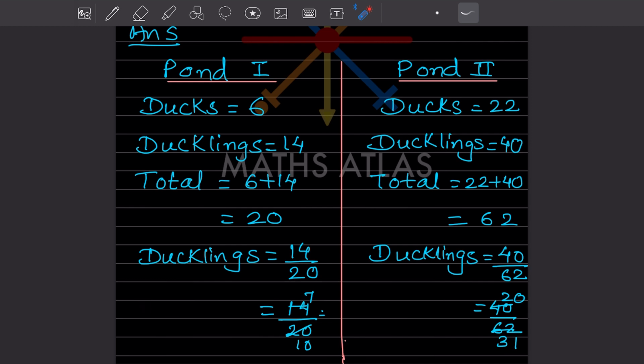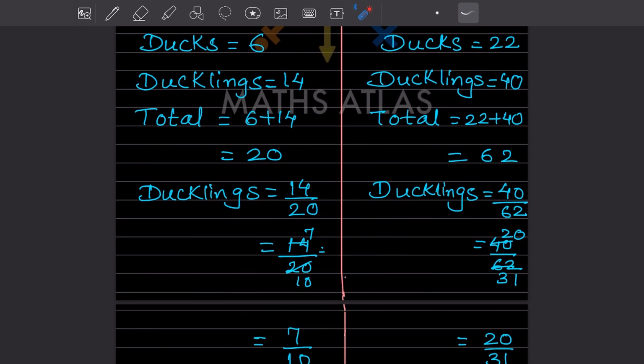So now see here, this is 7 by 10 I wrote, but maybe you will be confused. How did I get this one? So what will I do? I will divide by 2. Here also divide by 2. So 14 divided by 2 is 7, and 20 divided by 2 is 10. So that is going to be 7 by 10.